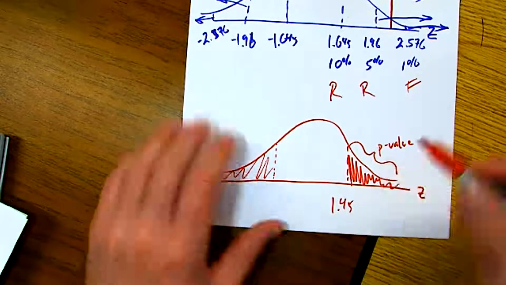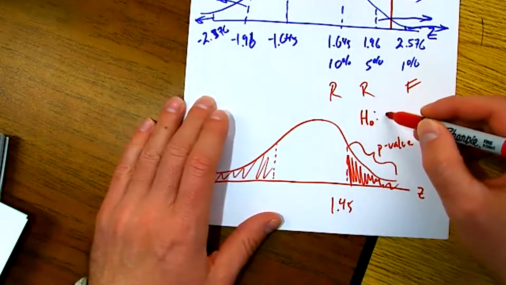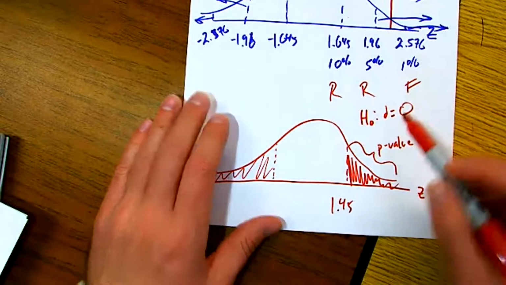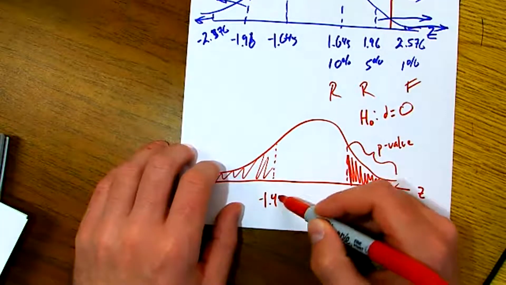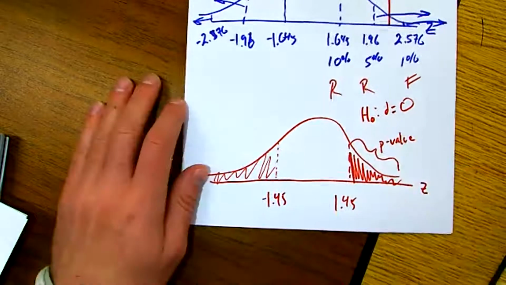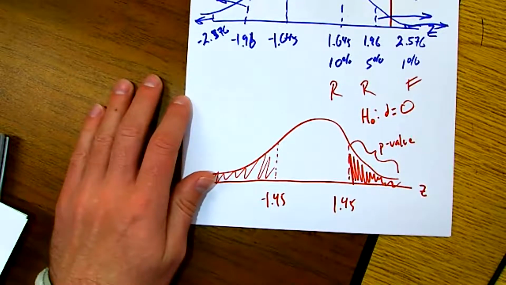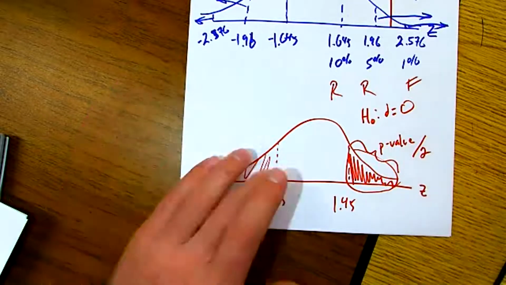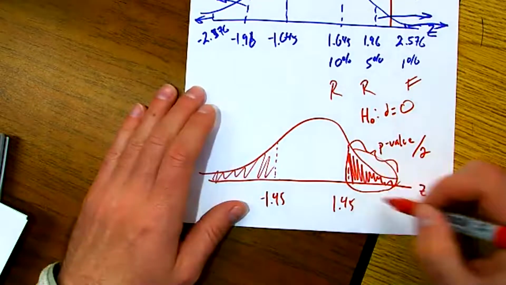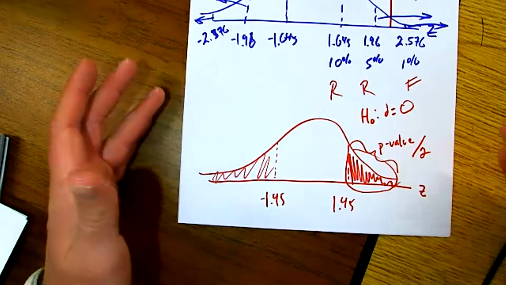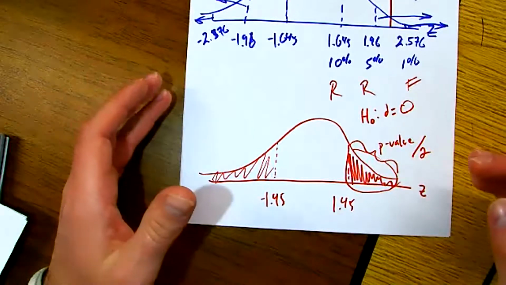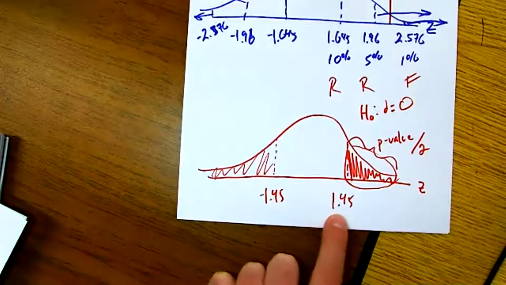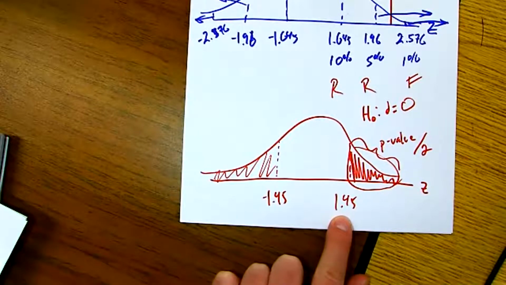But now, because I'm assuming the difference is equal to 0, evidence on either side would go against that assumed true difference of 0. Right? So this will only be half my p-value. The other half is over here. So once I find this area, I would need to multiply it by 2. Okay? So I'm going to look up that z-value of 1.45.